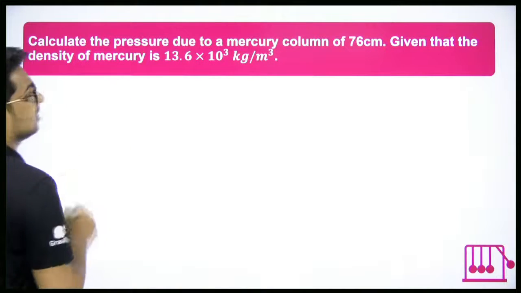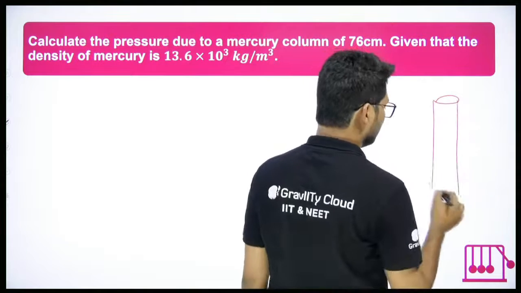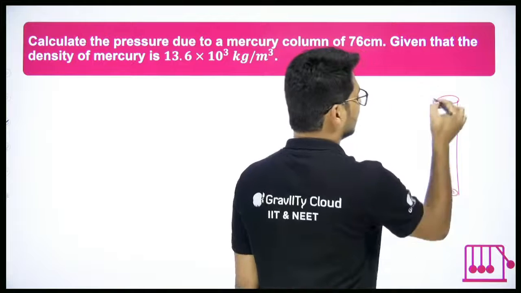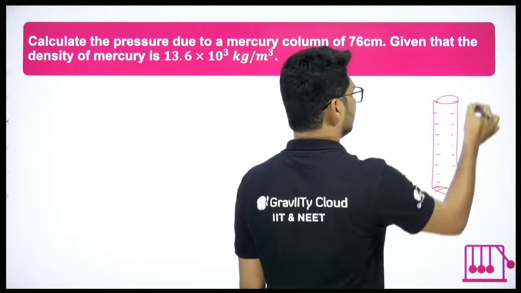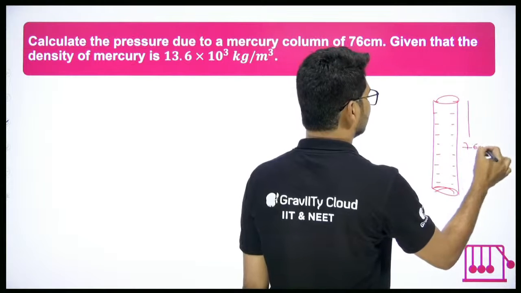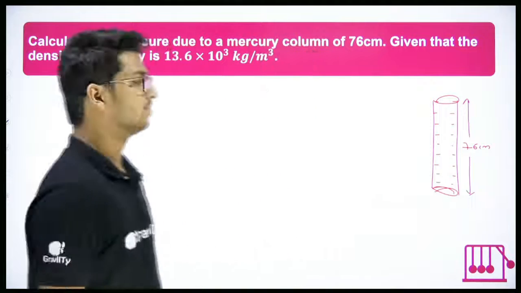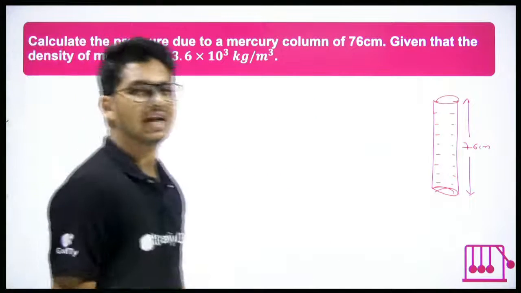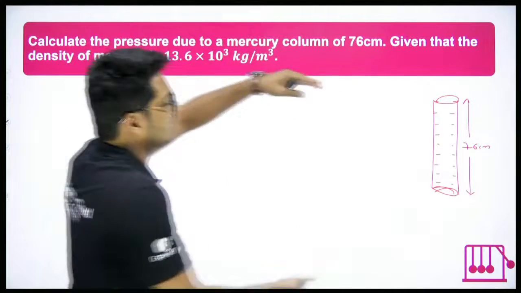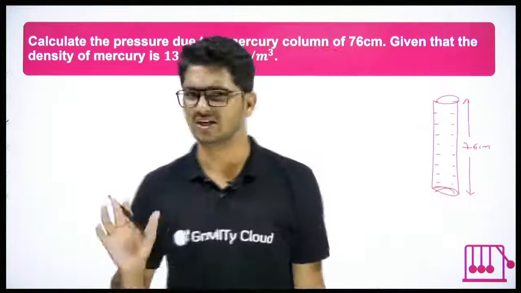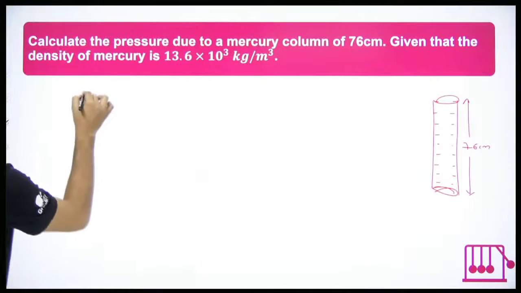Now when they say mercury column, you have a vertical column. Something like this. You can imagine a cylinder. That cylinder is completely filled with mercury. And what is this? This is 76 centimeter. The depth is 76 centimeter. And we assume that the atmospheric pressure is 0 because we need only the pressure due to the mercury column. We don't want atmospheric pressure, nothing like that. Only this. So what is the given information here?